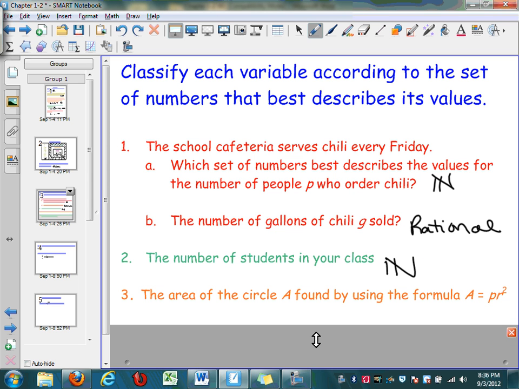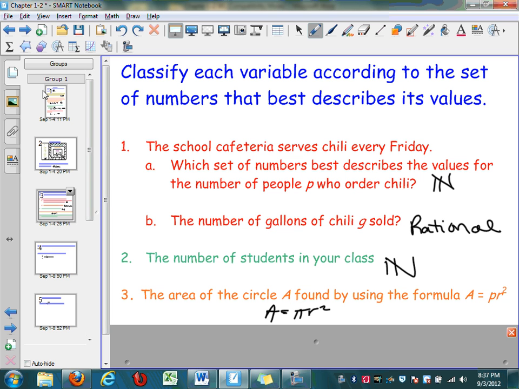How about the area of a circle A found by using the formula A equals pi r squared? What's that P represent? Well, I hope we all know what that is. That's actually going to be pi r squared. And why did it say PR squared? Well, if it gave you P, you weren't sure what was supposed to be there. That pi represents a very distinct number system. And what number system does that represent?